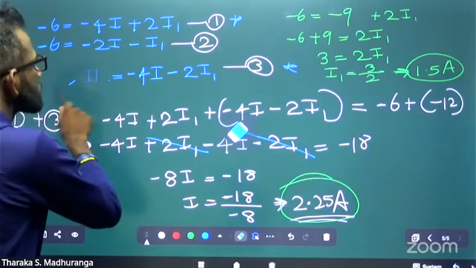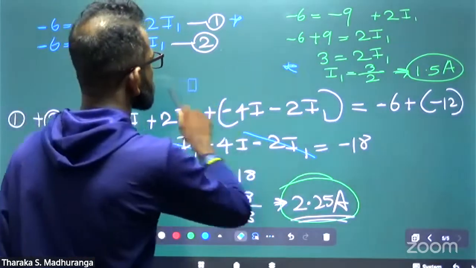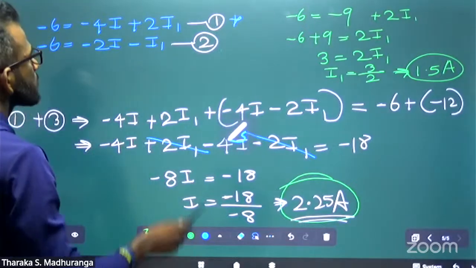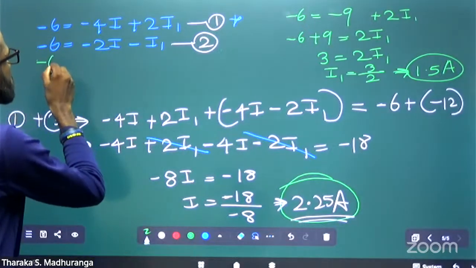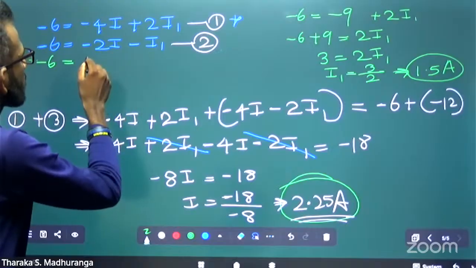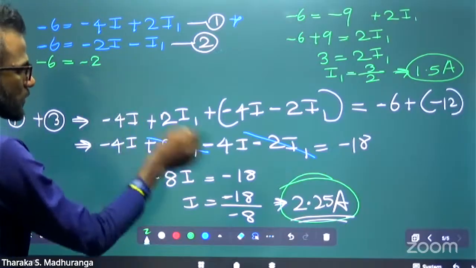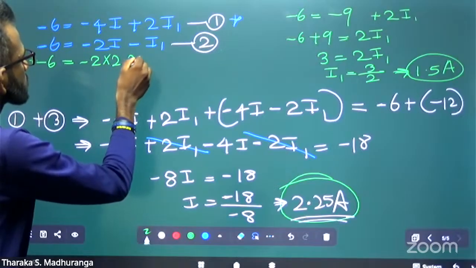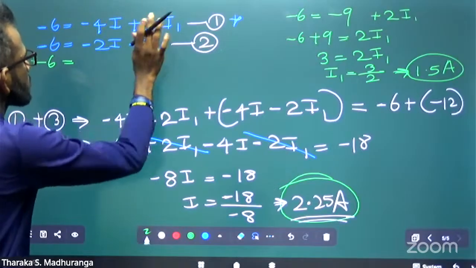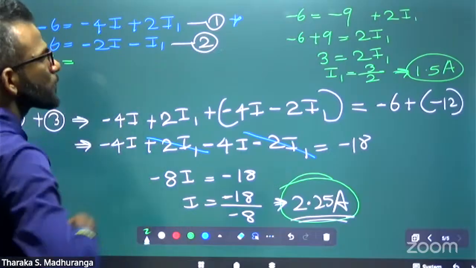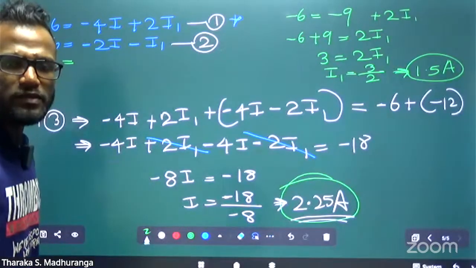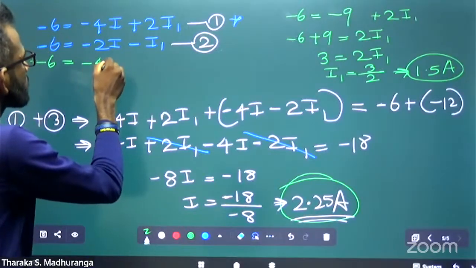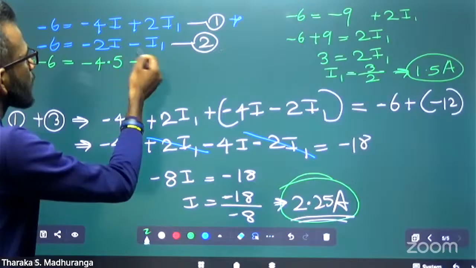I'm going to erase this part. Minus 6 equals minus 2, and the I value is 2.25. That we got, no? 2.25, which means the value is 4.5, right? Minus 4.5 minus I1.